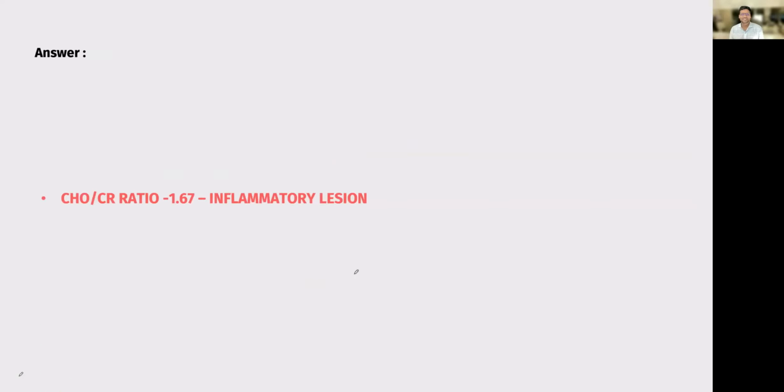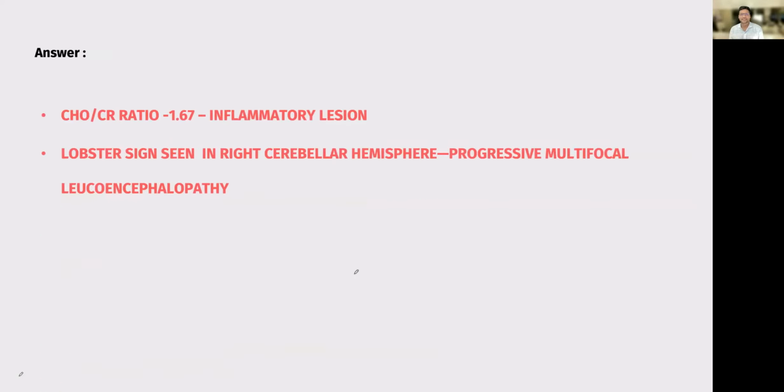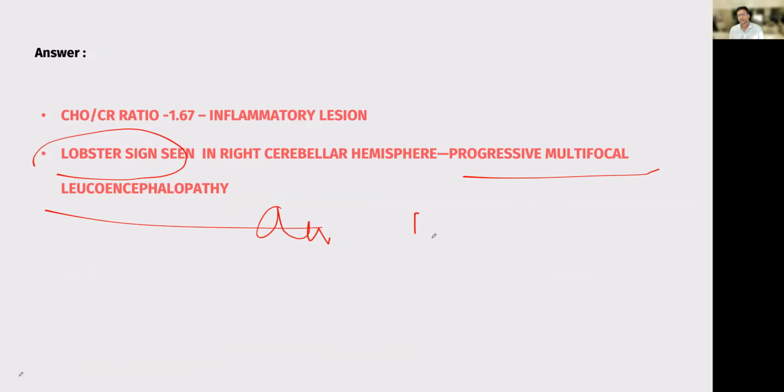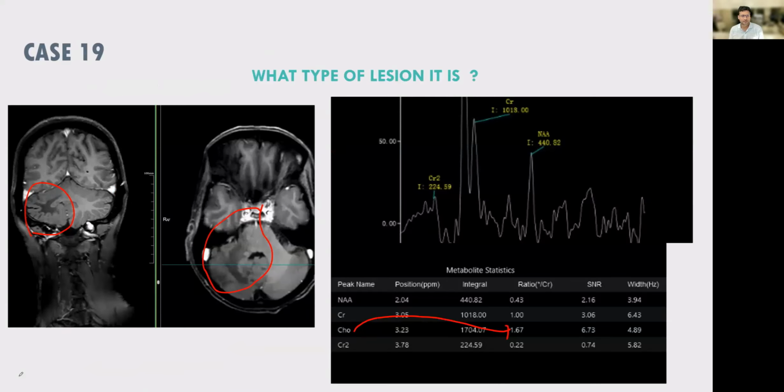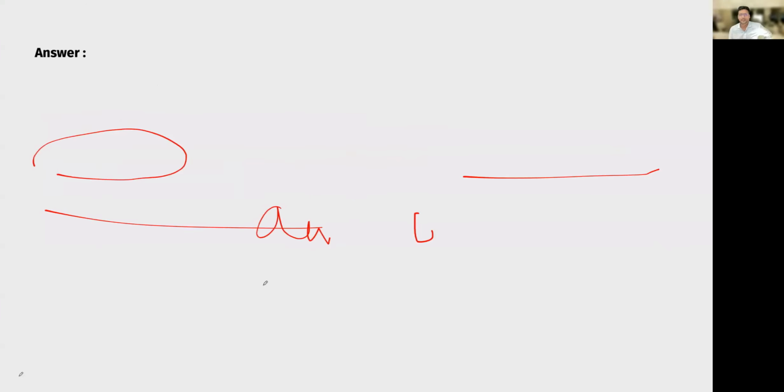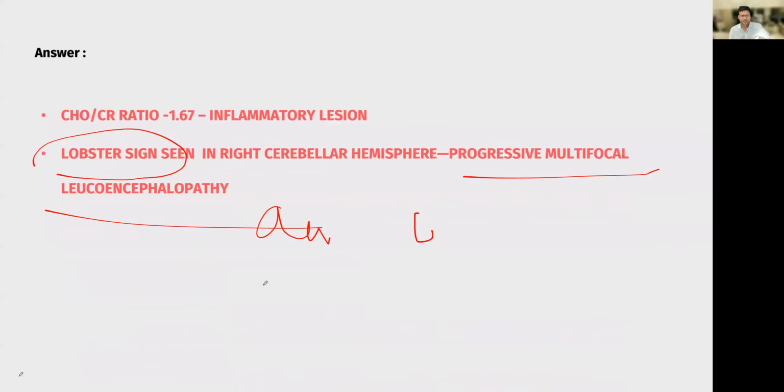So this is a case of inflammatory lesion, and this is a case of PML, progressive multifocal leukoencephalopathy. This is called the lobster claw sign. You get it in PML. You get this hyperintensity around the dentate nucleus, middle cerebellar peduncle, and everything. So this is a case of lobster claw sign in a case of PML.